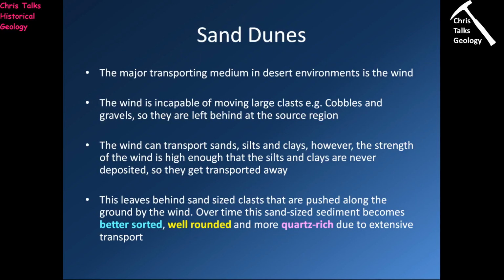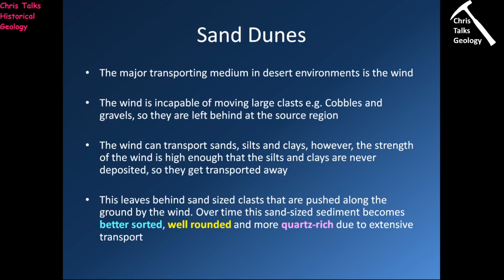Okay, so what about the desert plain itself? Well, the desert plain is going to be covered in sand dunes. And a sand dune is obviously the major transporting medium in the desert. They're formed by the movement of sand driven by the wind. Now, the wind isn't strong enough to actually move large clasts. So a wind can't move cobbles and it can't really move gravels.